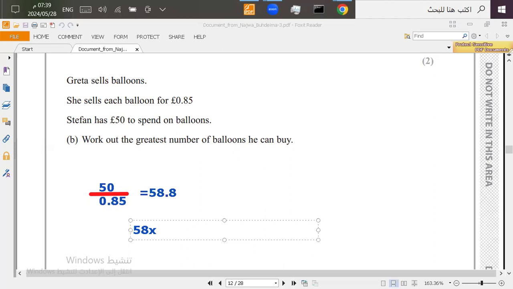Now, I could multiply 58 balloons by the price of one balloon, which is 0.85, and I will know the money, but they didn't ask me for the money. They told me what's the greatest number of balloons that we can buy. So the answer is 58 balloons. And this is the idea of this question. So you just divide them and take the whole number and use it for the answer. Focus on this type of questions when they ask you for the greatest number or the full turn. These kinds of questions are very important to focus on. Now let's move on to the next question.